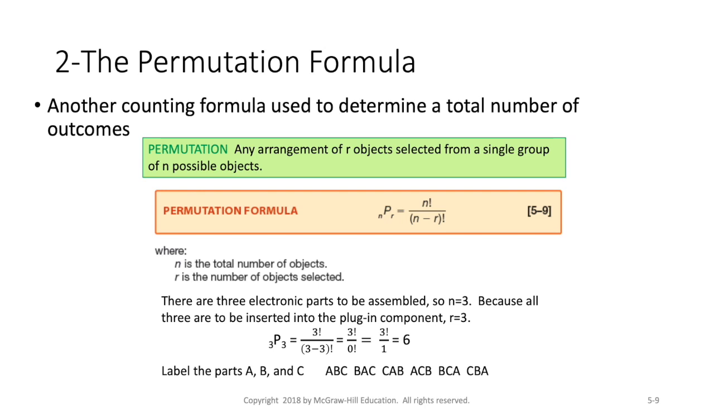When we're using the permutation formula, the order of the objects matters. So putting the parts together in the order of A, B, and C produces a different yield, a different final product than putting the parts together in the order of B, A, C, and so on and so forth. And this is important because the third formula I'm going to show you, the order of the objects doesn't matter. So let's do that one.